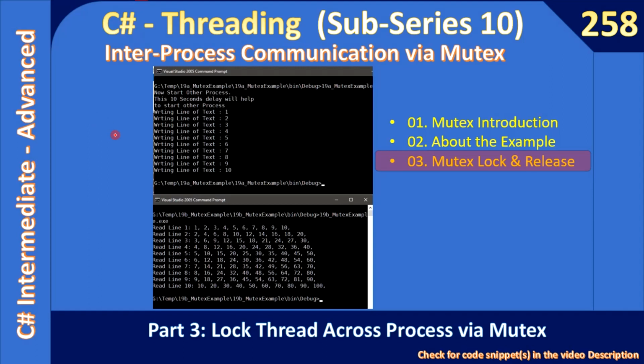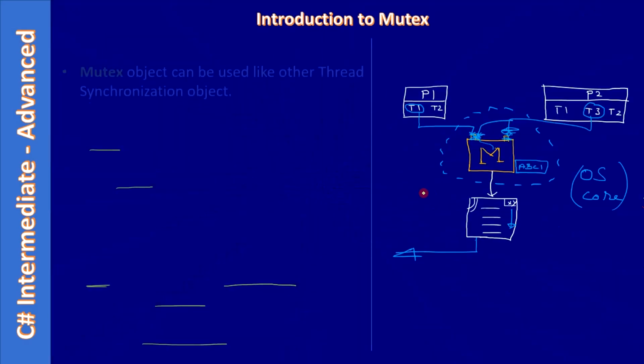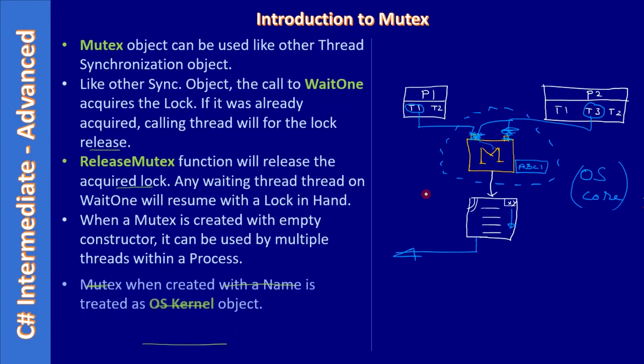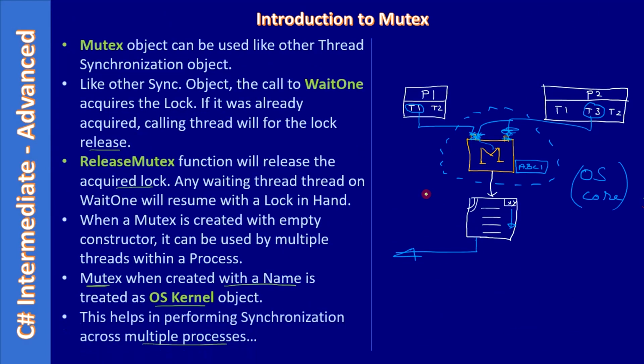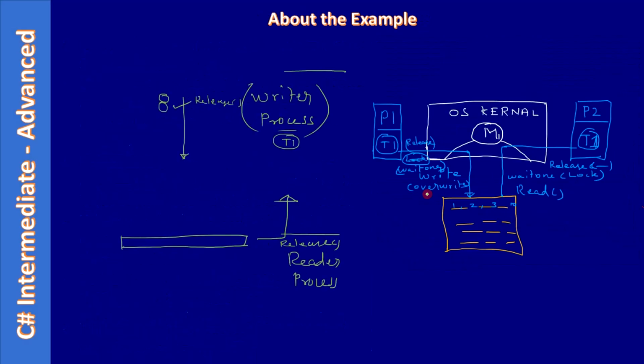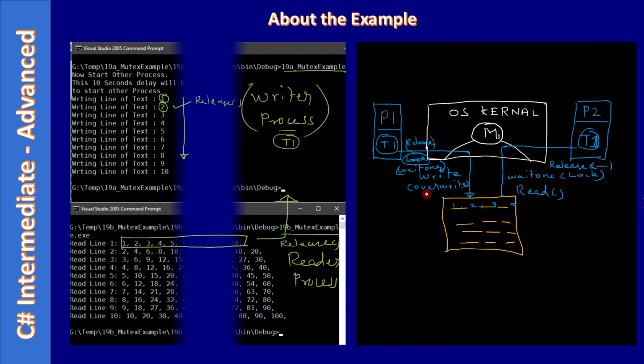Now you are watching the final part of the subseries Interprocess Communication via Mutex. In this video, we will create two processes and see how Mutex Lock and Release is working. First, we learned about the Mutex. Then we talked about the example which we are going to create.